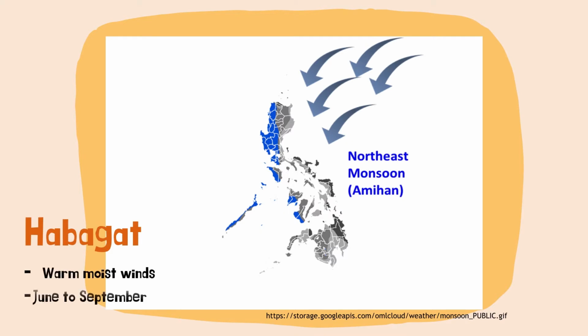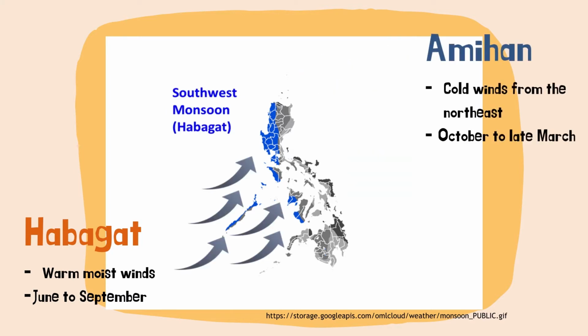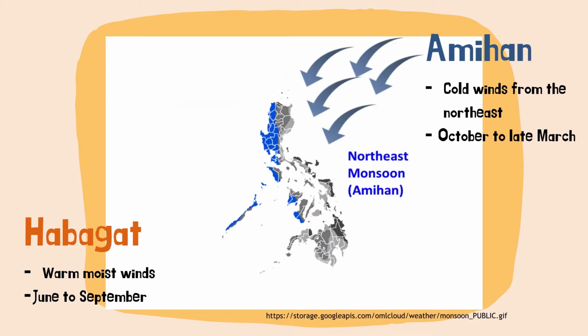There are two known monsoons in the Philippines that occur every year. Southwest monsoon or habagat brings warm, moist winds from the southwest, causing rains over the western portions of the country from June to September. Amihan or northeast monsoon comprises cold winds from the northeast that bring rains over the eastern side of the country from October to late March.